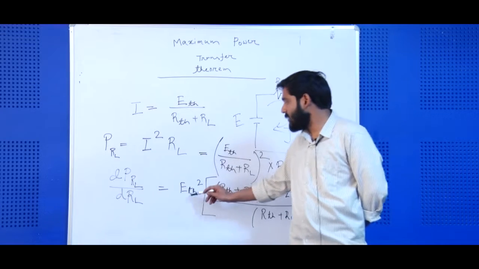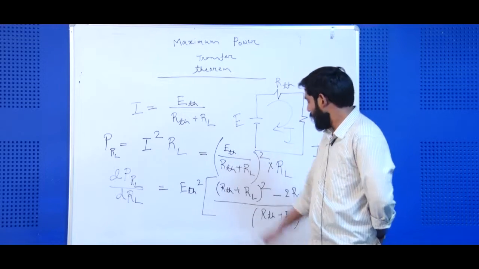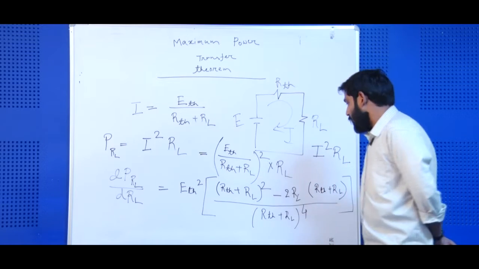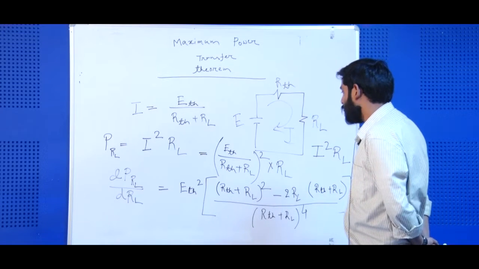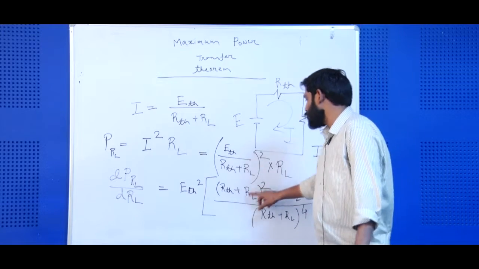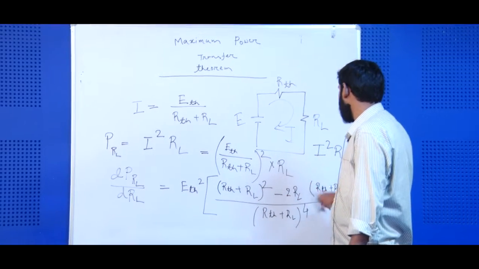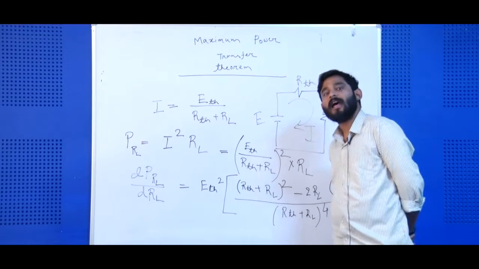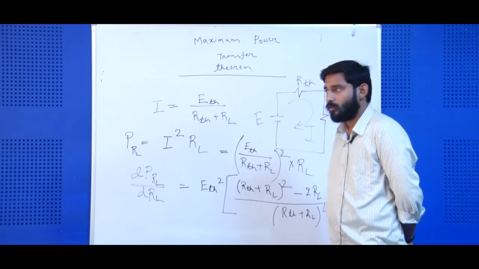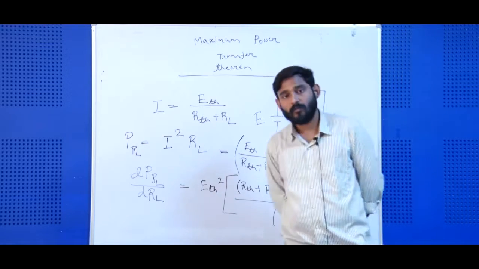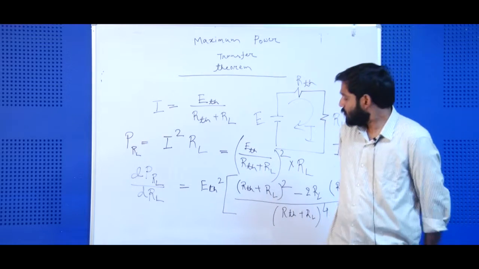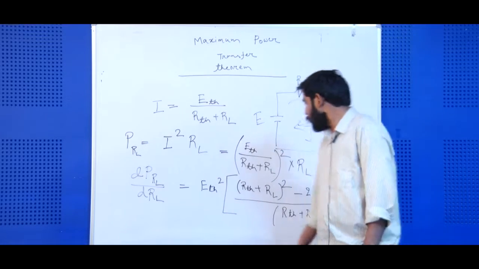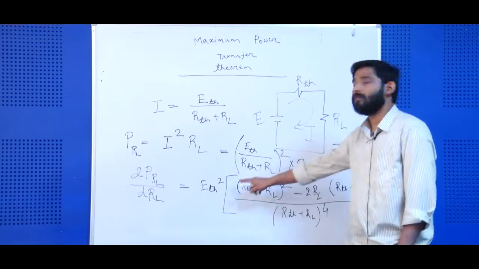Now, in this expression, ETH cannot be equal to 0, neither can this RTH plus RL. So, if we equate this expression to 0, we are going to get RTH plus RL whole square minus 2 RL into RTH plus RL equal to 0, because if the numerator has a value of 0, this problem does not make any sense. So, as this numerator cannot be equal to 0, neither can this ETH square, only this remaining part can be equal to 0.